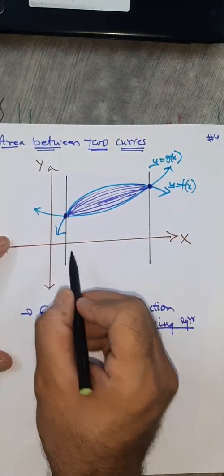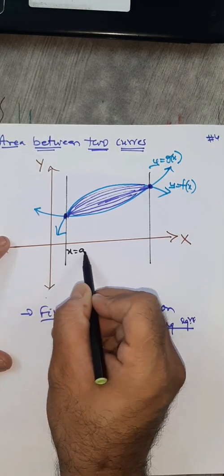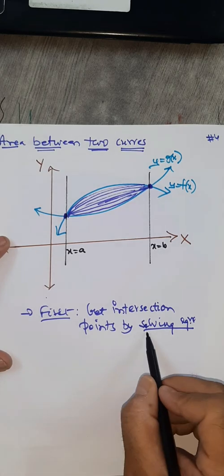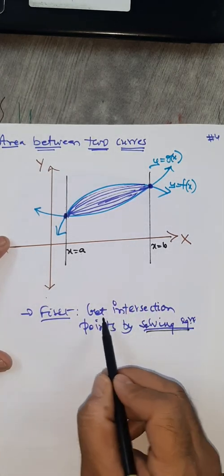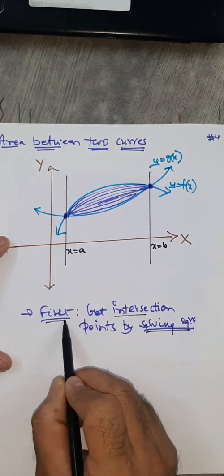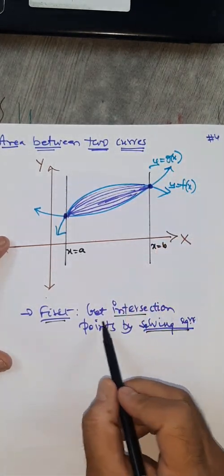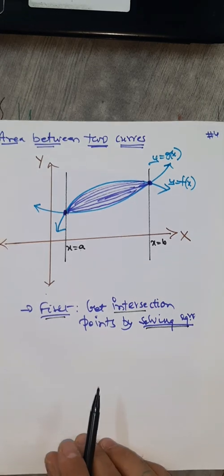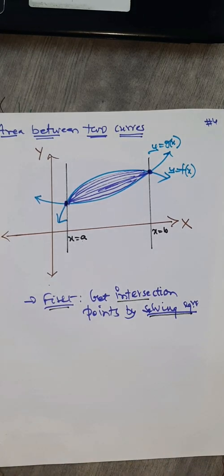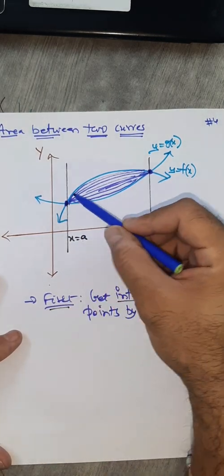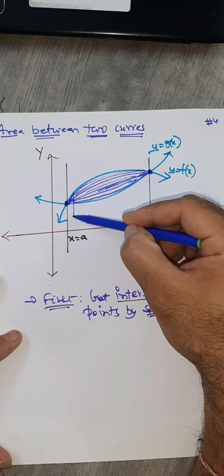Let me call these the lines x equals a and x equals b. Fine. How do we get this a and b? By solving these two. Whenever you have the area between two curves, curves meaning functions, remember, get the intersection points by solving the equations. That's done. Now what we'll do, leave this for time being. You see, just have a look at this.